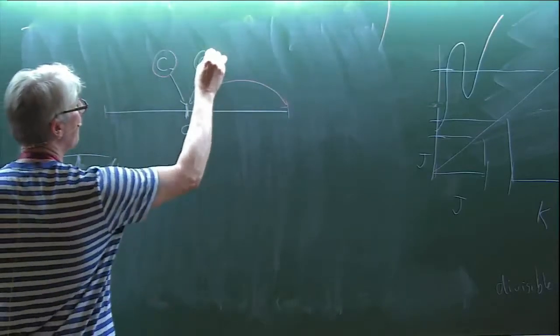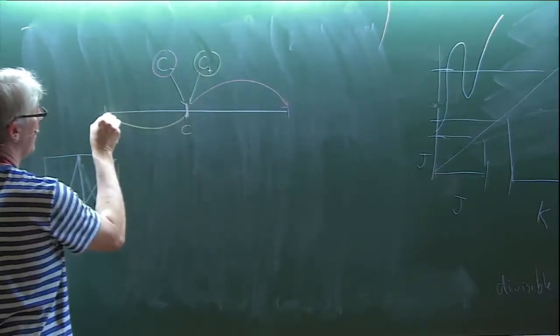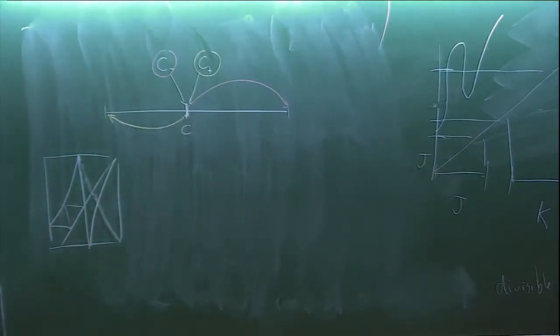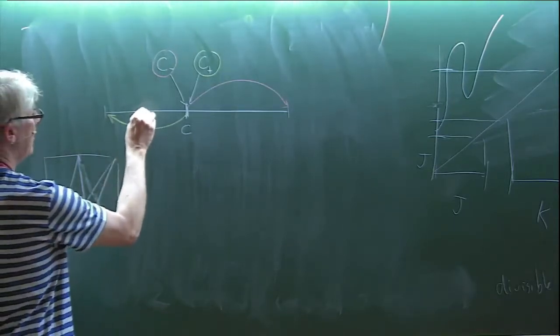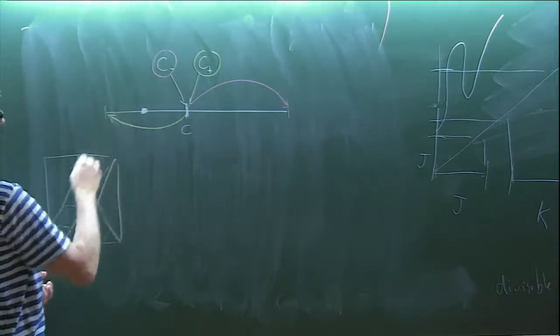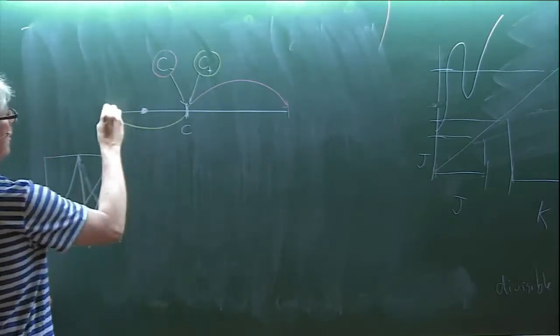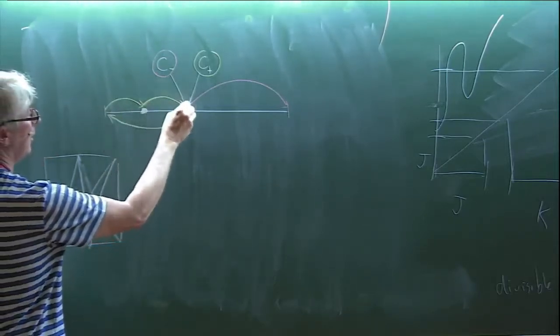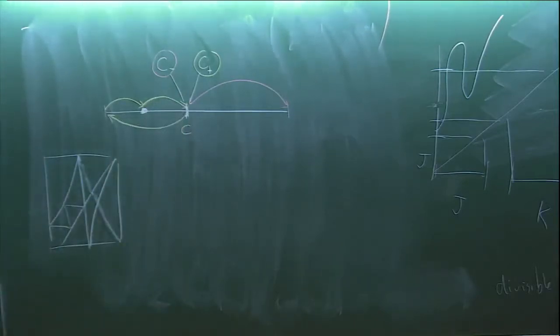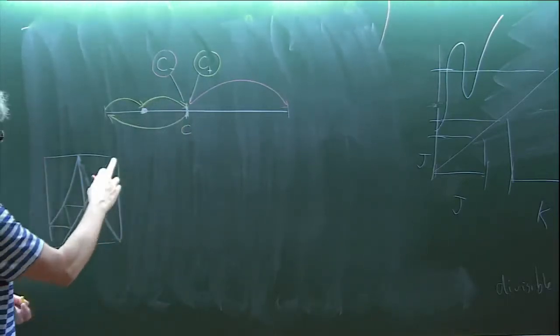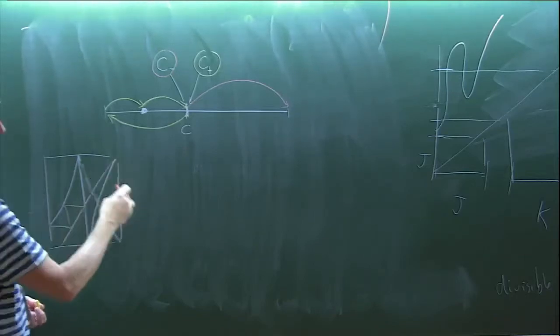Right. What does this point do? Well, it goes to a point here between C and the endpoint, and then maps to C. So there's a point here, and it goes like that and like that. And what about this endpoint? Well, it's fixed.